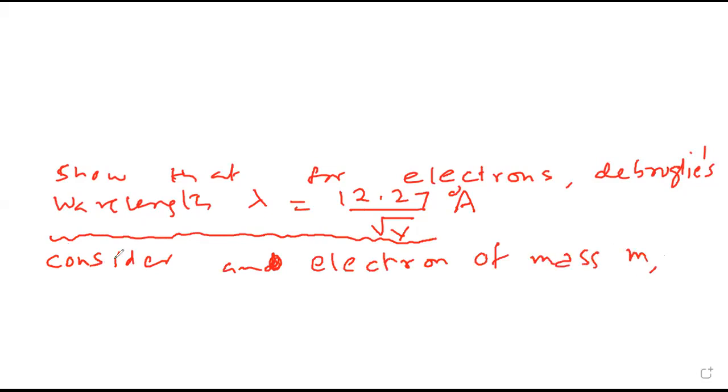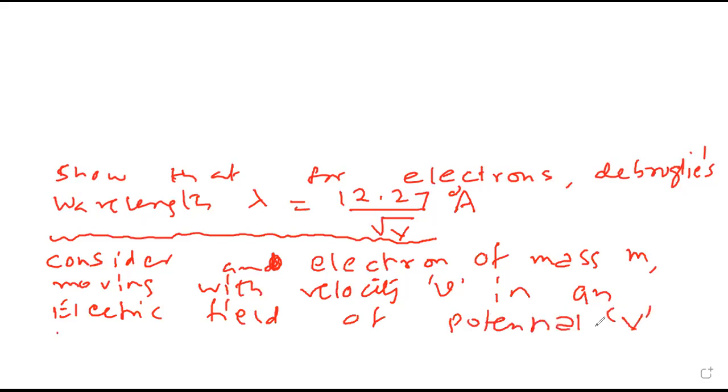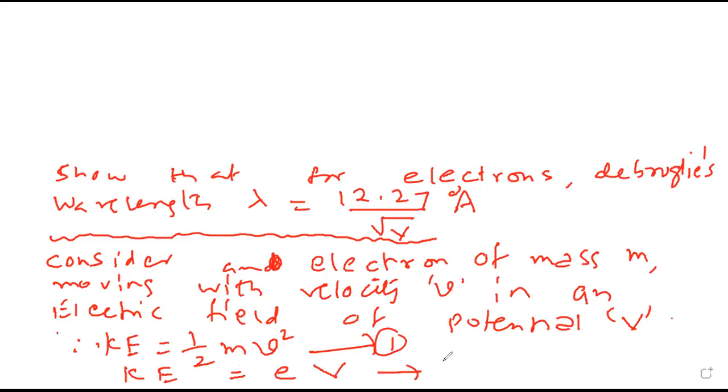Consider an electron of mass m moving with velocity v in an electric field of potential capital V. Therefore, kinetic energy is half mv square. Also, kinetic energy is given by E into potential V. Kinetic energy in general is half mv square. If the electron is moving in a field of potential V, then it is also given by E into V.